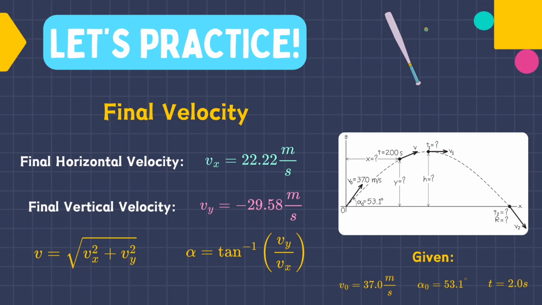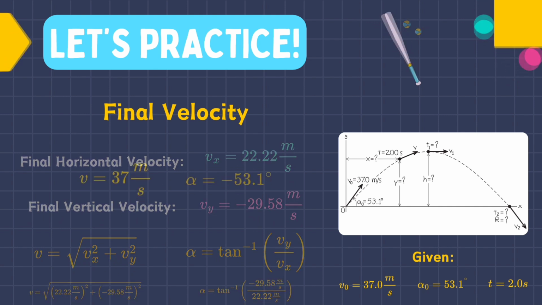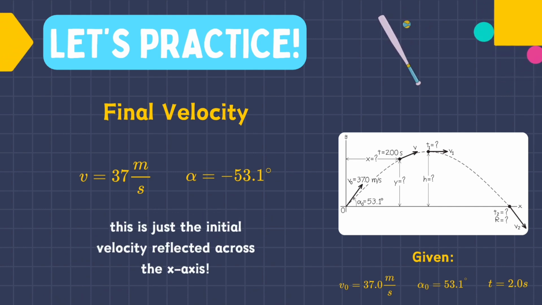Performing the calculations to get the magnitude and direction, we get the final velocity of V equals 37 meters per second at alpha equals negative 53.1 degrees. Curiously, this is just the initial velocity reflected across the x-axis. Again, this should make sense because of the symmetries in our problem.